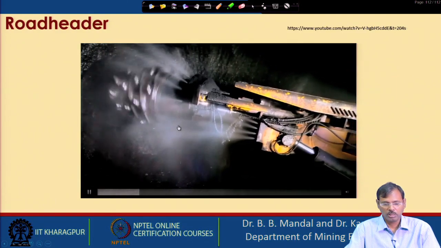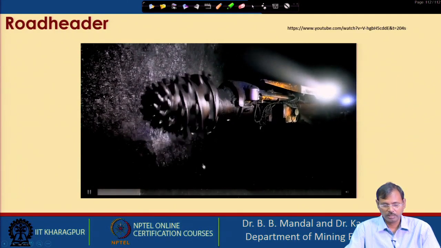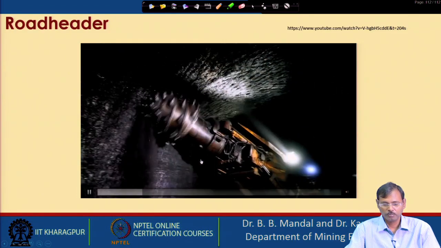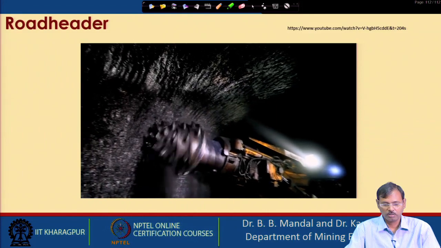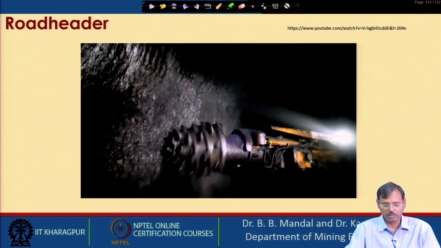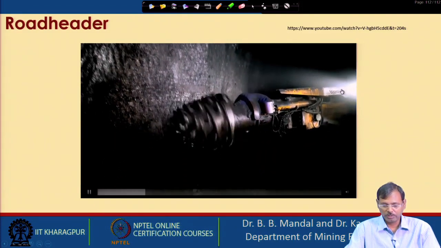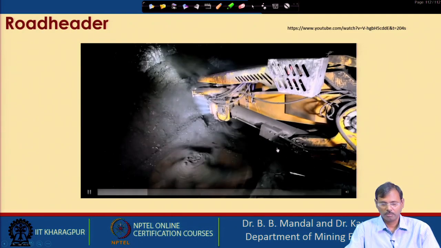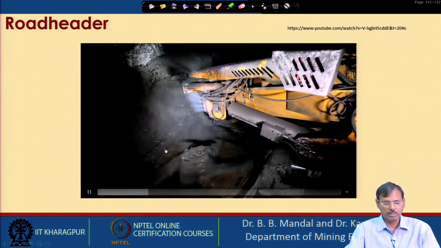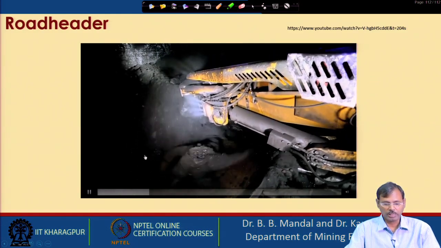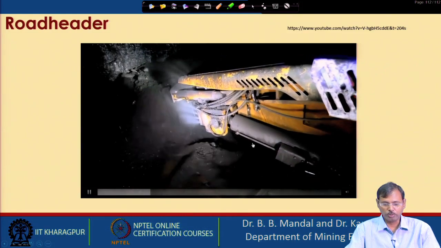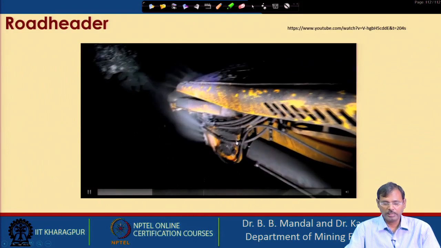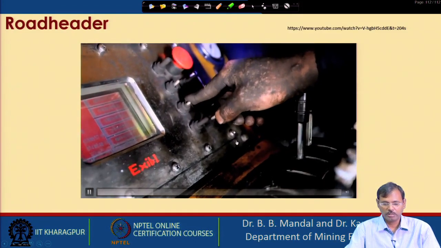So, as this is cutting, this is now cutting in a coal mine, and you can see this is the gathering arm. You can see as the material is being cut, the gathering arm is guiding the material towards the chain conveyor. You can see the chain conveyor is there. So, it is guiding the material towards the chain conveyor.